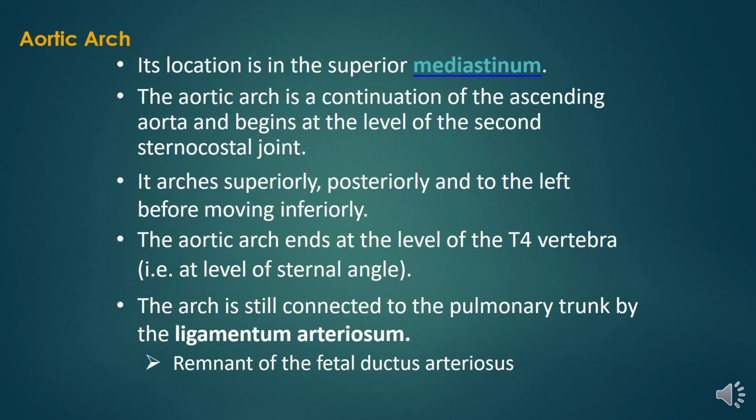Aortic arch: its location is in the superior mediastinum. The aortic arch is a continuation of the ascending aorta and begins at the level of the second sternocostal joint, and it arches superiorly, posteriorly, and to the left before moving inferiorly. The aortic arch ends at the level of the T4 vertebra, that is, the level of the sternal angle. The arch is still connected to the pulmonary trunk by the ligamentum arteriosum, the remnant of the fetal ductus arteriosus.